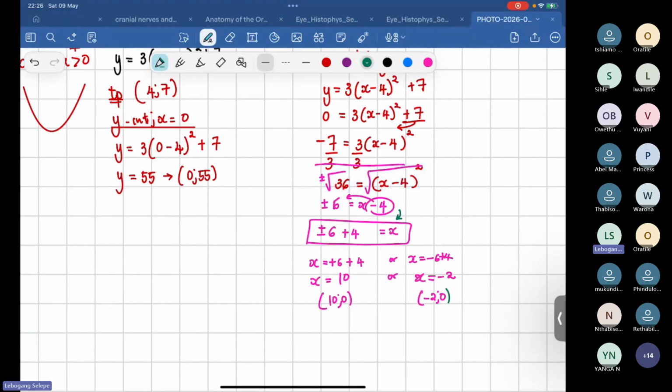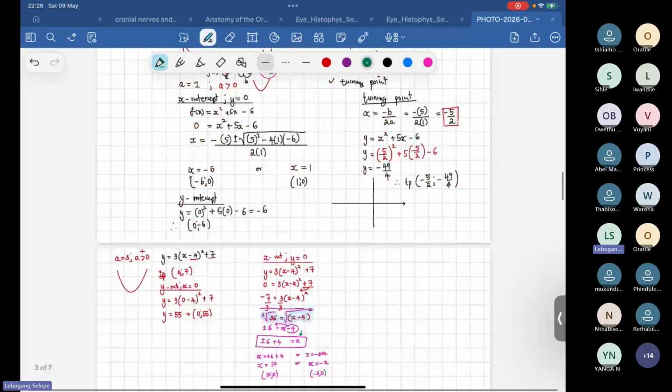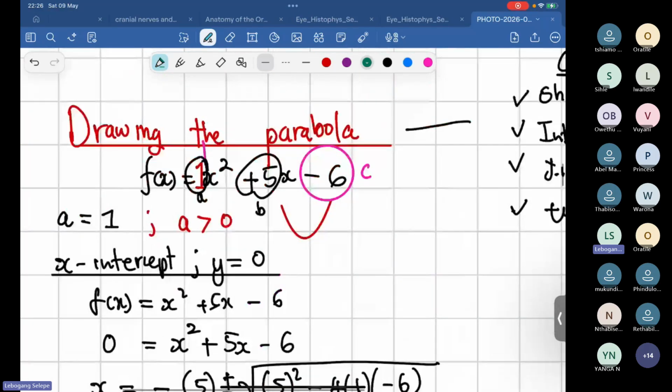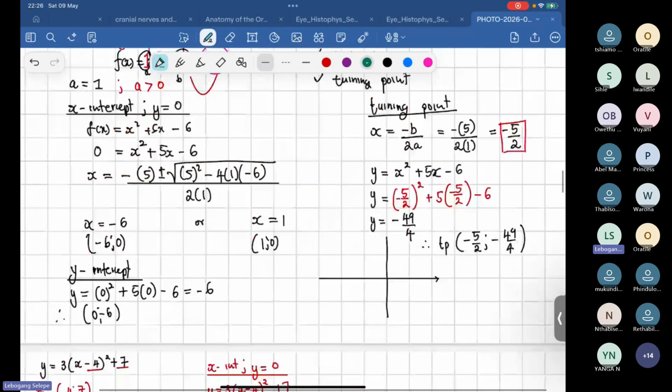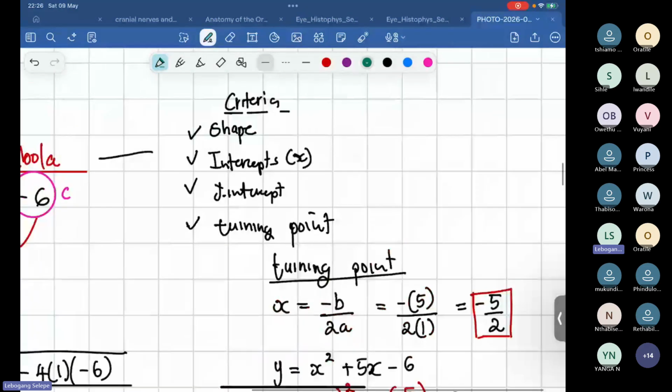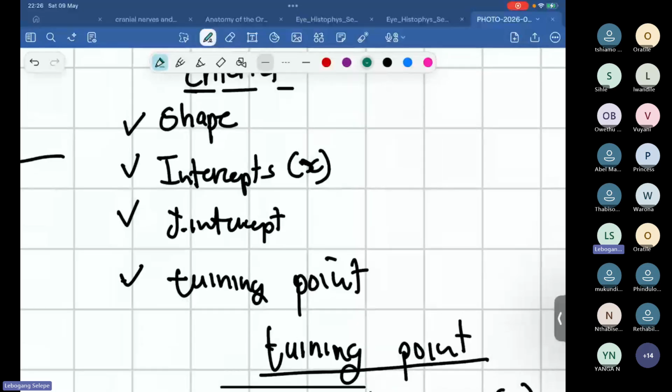So the first thing, as I said, for all graphs, is being able to draw the graph, which you just did right here. I would give you the equation of the graph, and then from the equation you should be able to determine these things: your shape, your intercepts, your turning points, and then also therefore drawing the graph. Don't forget this criteria. It's a very important criteria because this is how your graphs are marked, right?